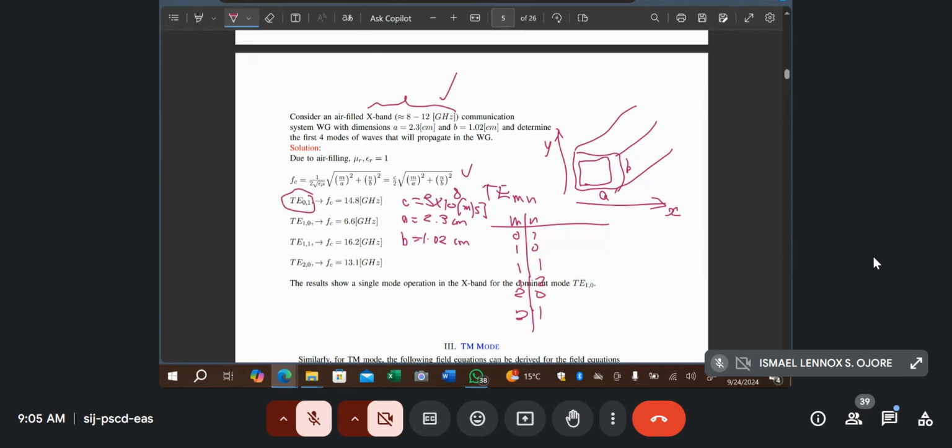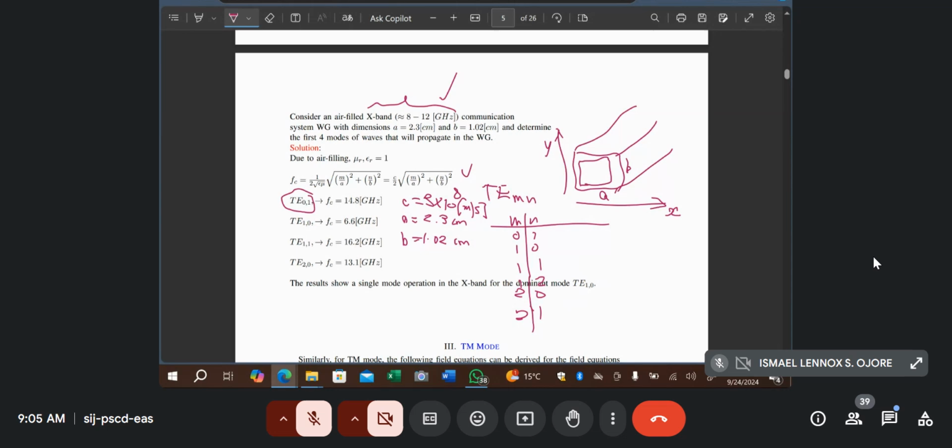Then you compute TE10. TE10 is easy because we have just one value. Can somebody then compute TE10? So n is equal to 0. It should be quick. TE10 is 6.5 gigahertz, 6.5 something gigahertz, depending on whether you used. Okay, right. So again, very close to what we have, 6.6 gig.